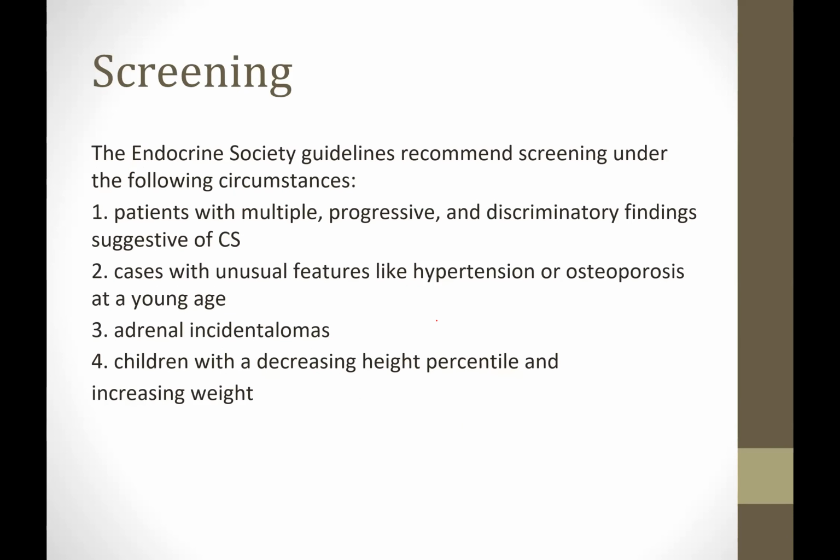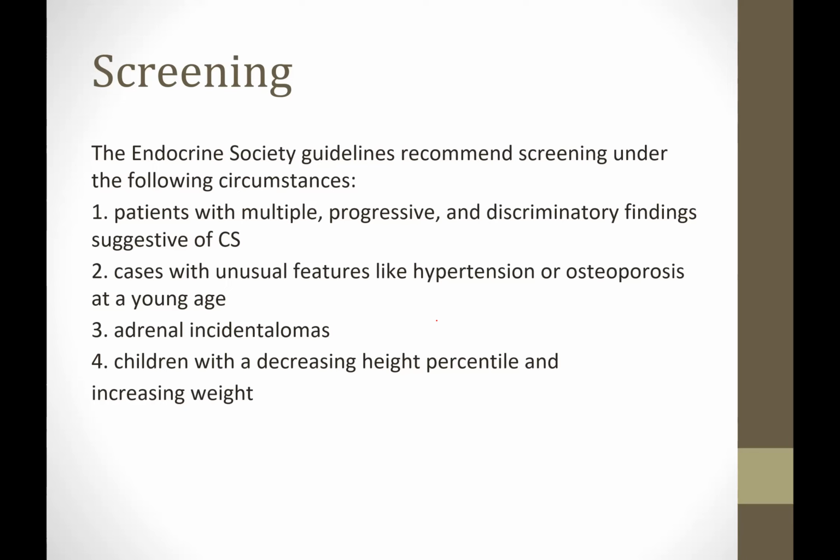Screening. The Endocrine Society guidelines recommend screening under the following circumstances. Patients with multiple progressive and discriminatory findings suggestive of Cushing syndrome. Cases with unusual features like hypertension or osteoporosis at a young age. Adrenal incidentalomas, and children with a decreasing height percentile and increasing weight.